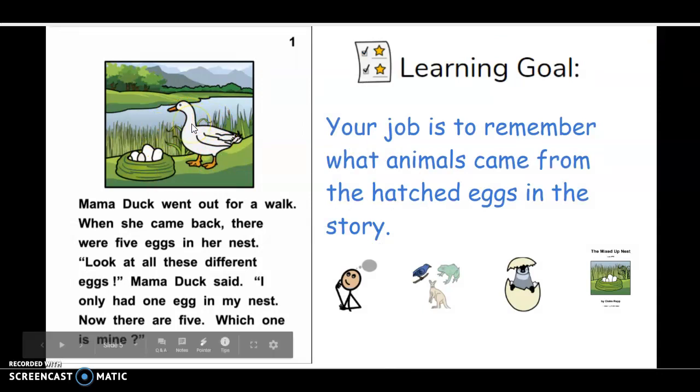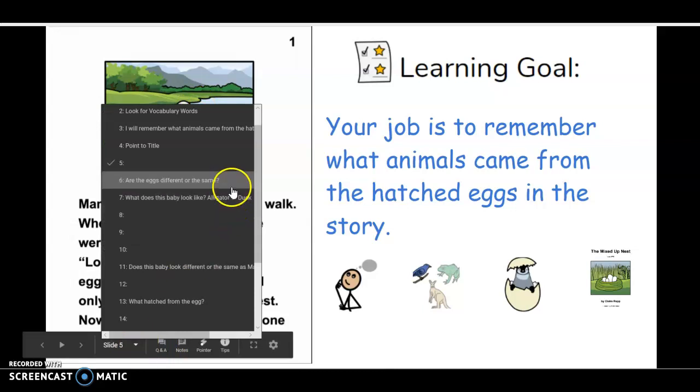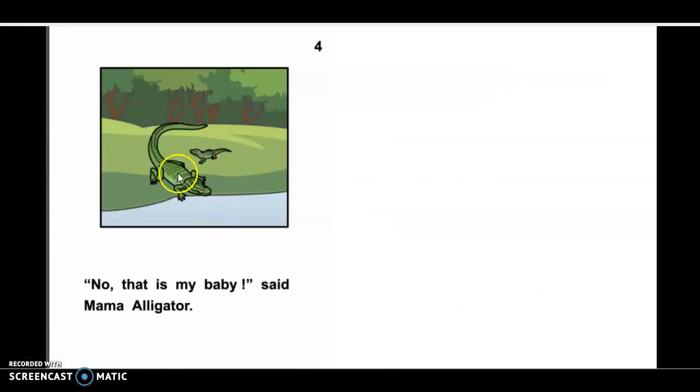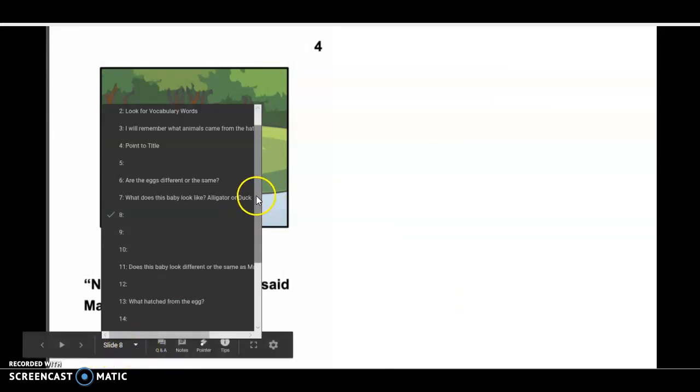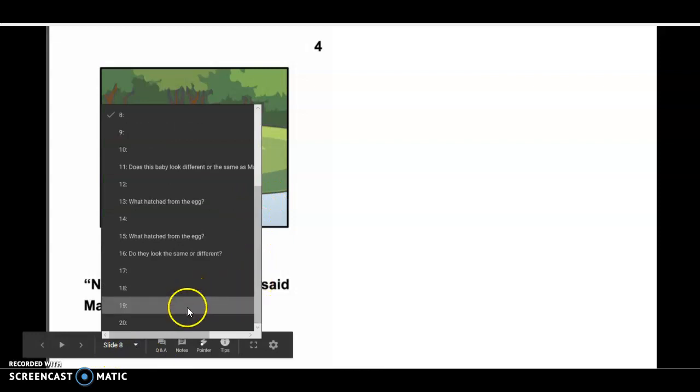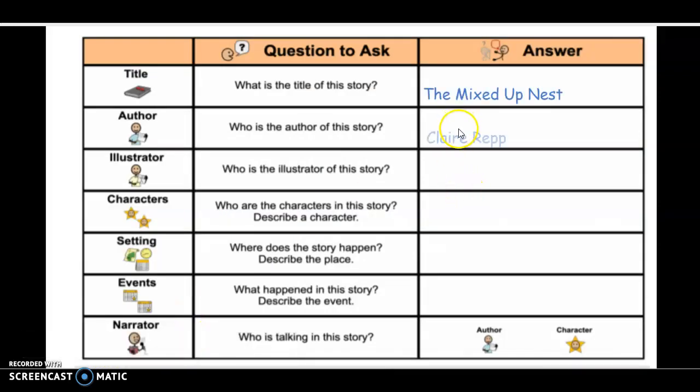Oh, that was Mama Duck. Mama Duck is a character. Let's see who else. Oh, Mama Alligator. Are you starting to remember now? Yeah, there's Mama Snake, she was one of our characters. And Baby Duck. Remember when Mama Duck found her baby?